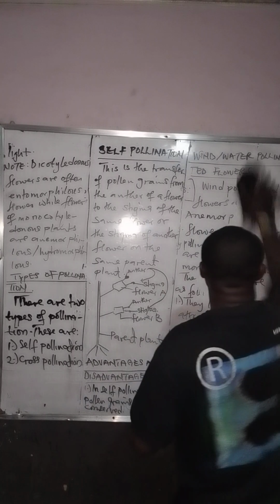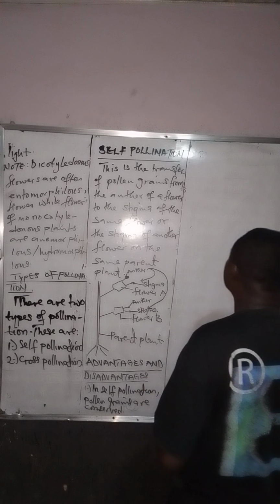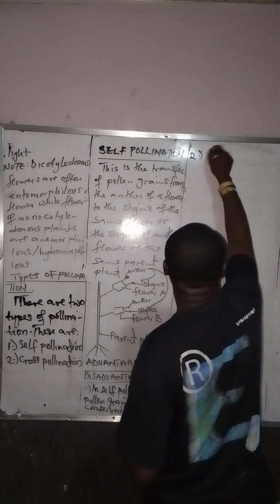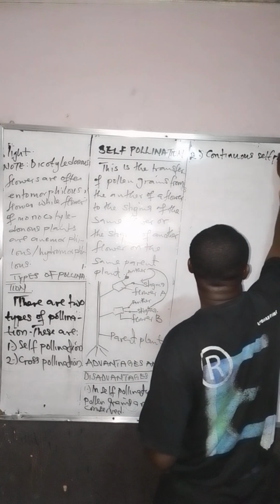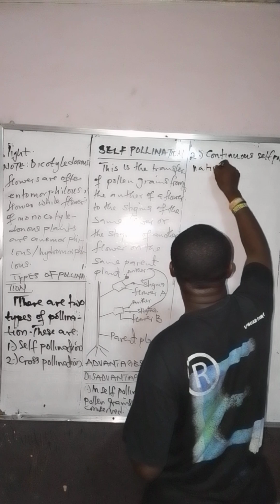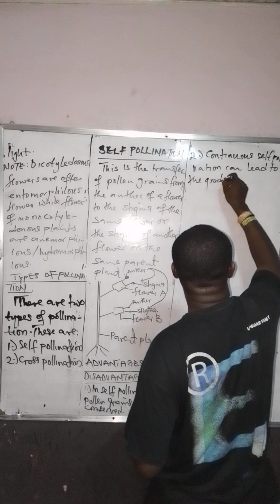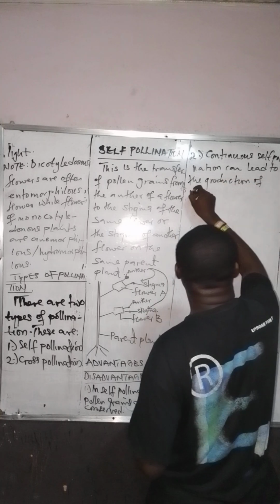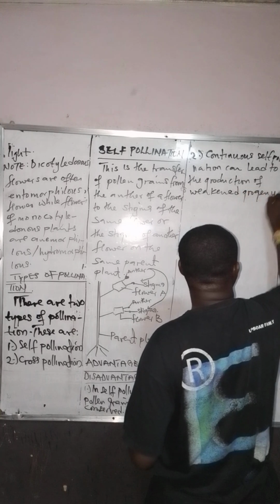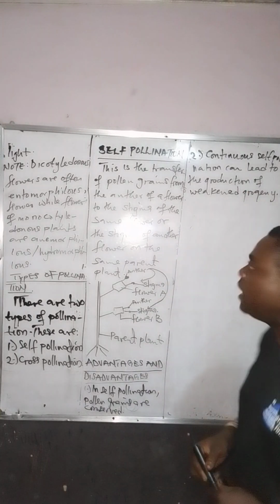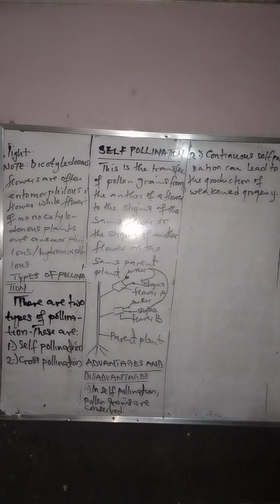Now, that's an advantage. Then what is a disadvantage here? A disadvantage here is that continuous self-pollination can lead to the production of weakened progeny that cannot withstand adverse environmental factors.